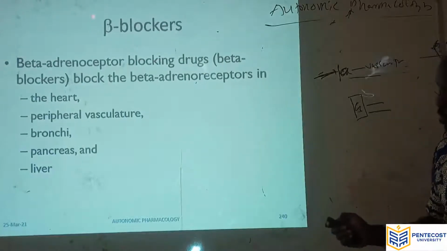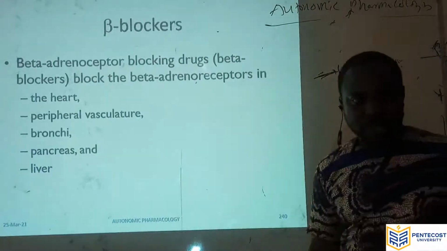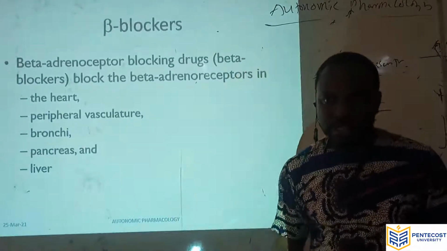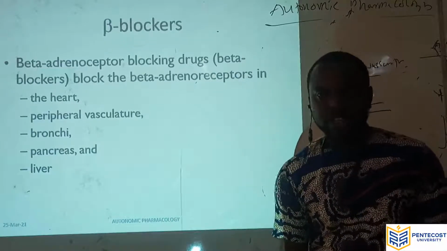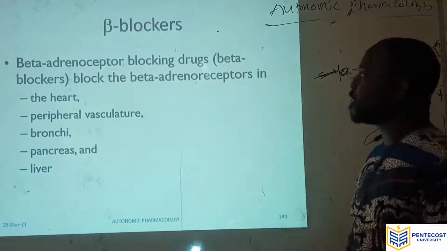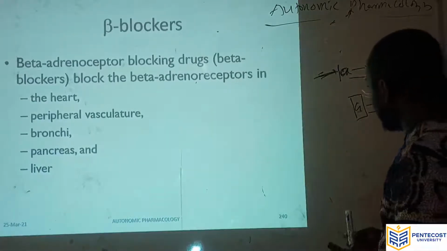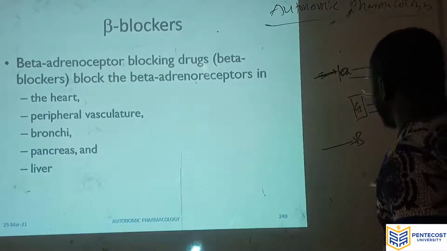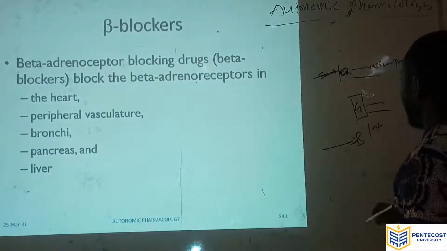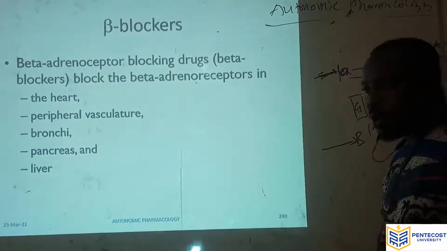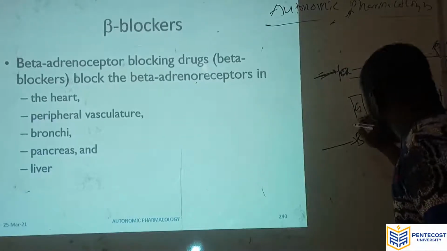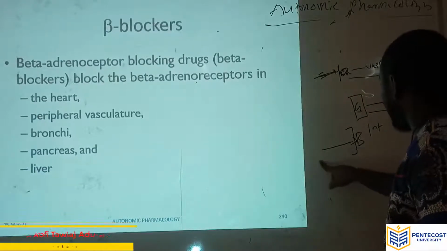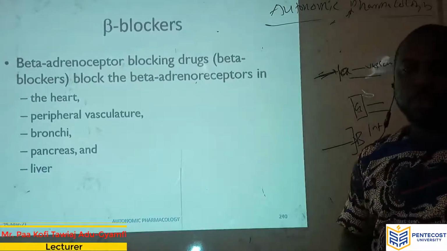Then beta blockers. So I'm moving now to the beta blockers. I said beta 1 can be found on the heart, and on the heart it causes an increase in heart rate. Then beta 2 can be found on the bronchioles, and it causes bronchodilation. So we are going to look at beta blockers, which means we are going to block the beta receptors. If adrenaline binds to the beta receptors, your heart rate will go up. But maybe you have hypertension or some other condition and you don't want your heart rate to go up. So we can come and block these beta receptors and prevent adrenaline from activating the beta 1 receptors.